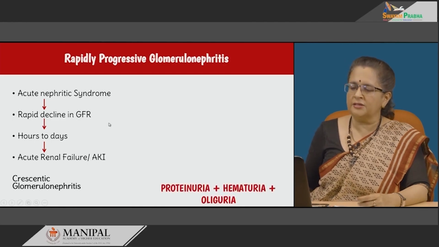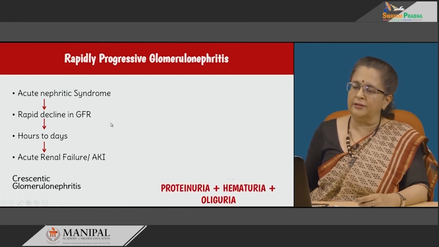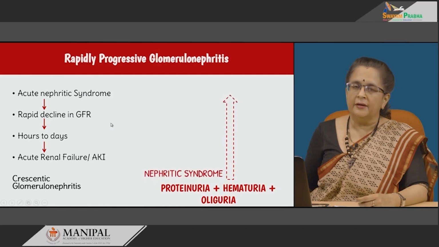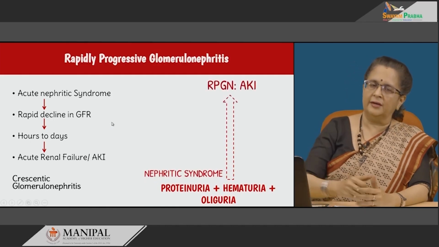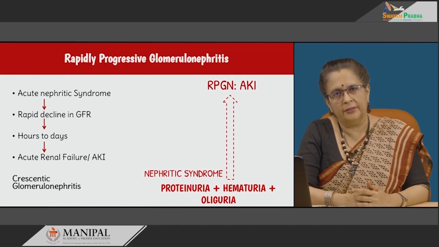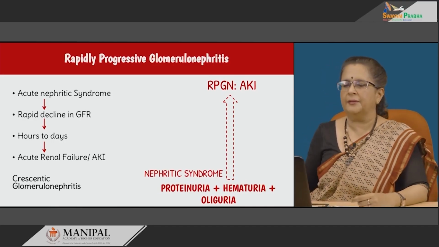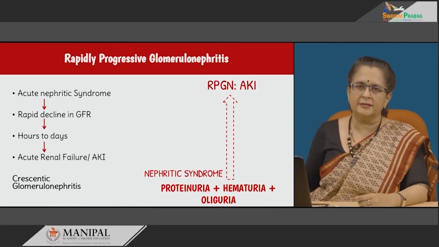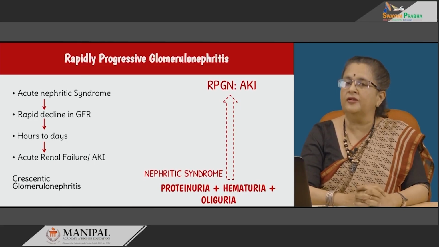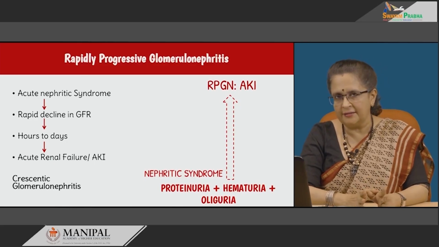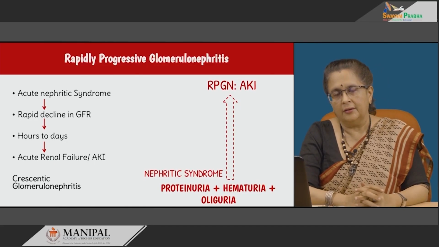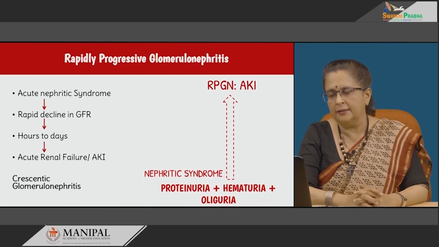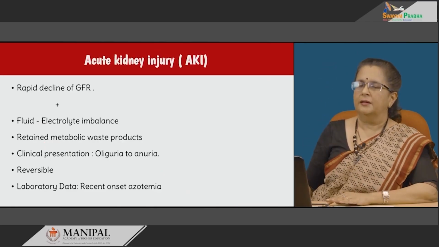So this shows proteinuria, hematuria, oliguria, which progresses rapidly from nephritic syndrome within hours to days to acute kidney injury. This is rapidly progressive glomerulonephritis, that is acute kidney injury developing from nephritic syndrome very fast because of an abnormal or rapid reduction in glomerular filtration rate.